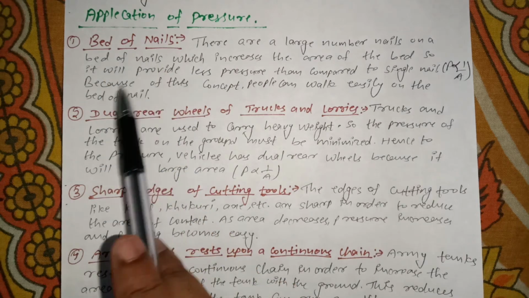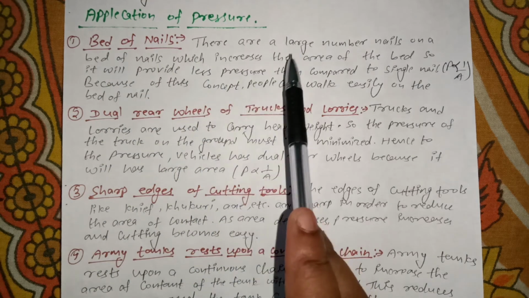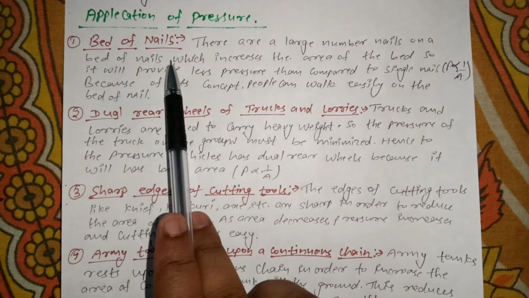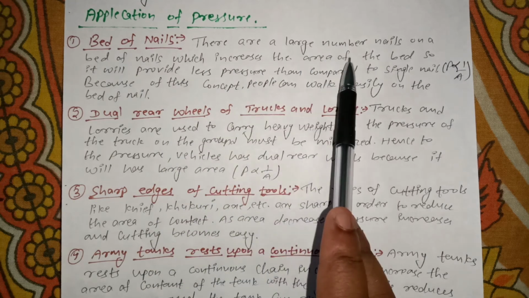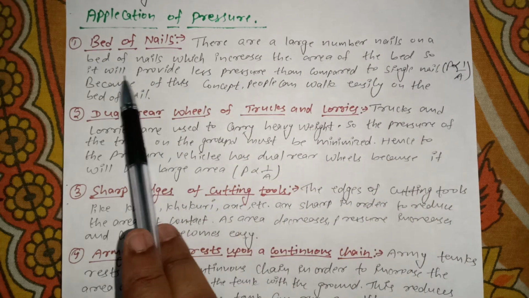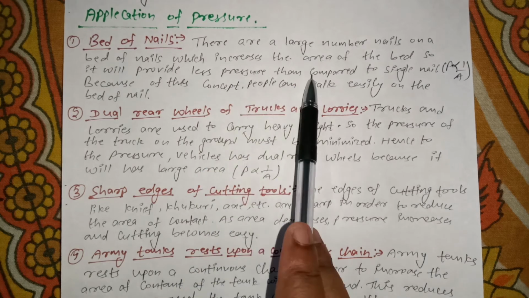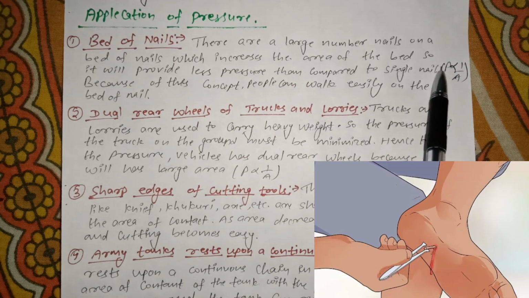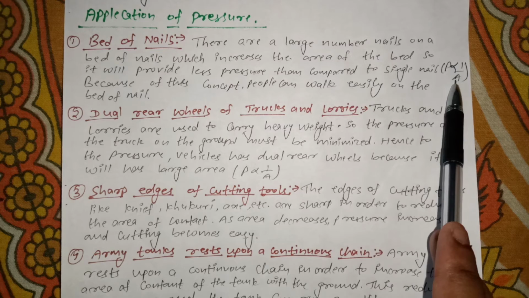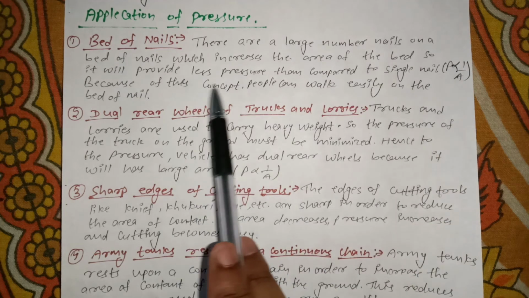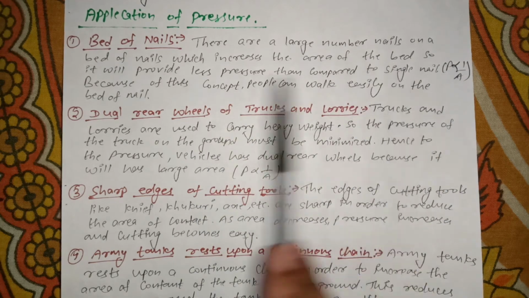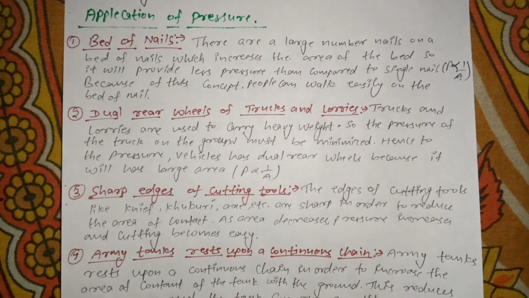What is the reason behind that? Actually the reason is there are a large number of nails on a bed of nails, which increases the area of the bed, so it will provide less pressure compared to a single nail. As we know that pressure is inversely proportional to area. Because of this concept, people can walk easily on the bed of nails.